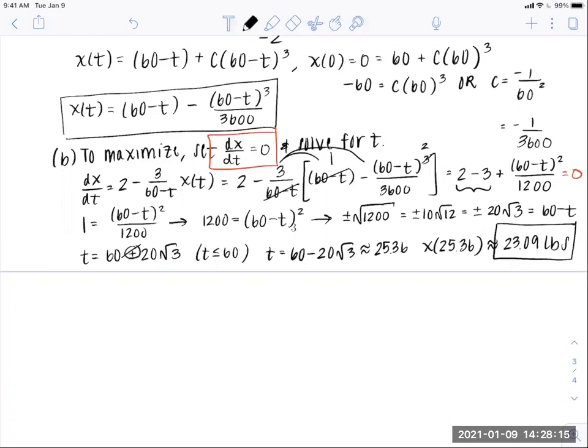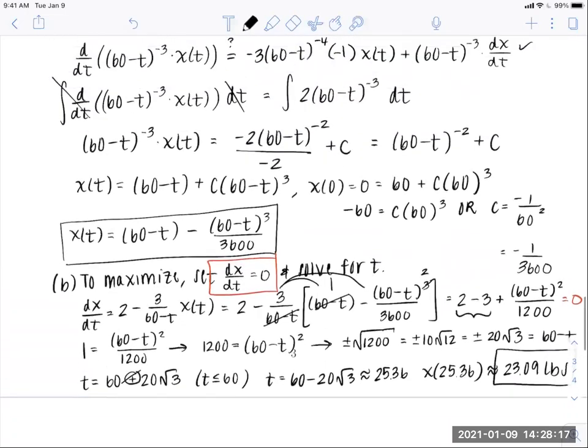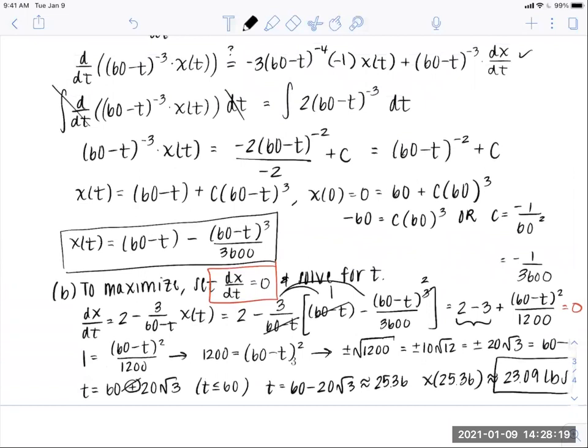All right, this concludes our notes over linear first order differential equations. And we will continue in the next section talking about substitution methods as well as exact solutions.